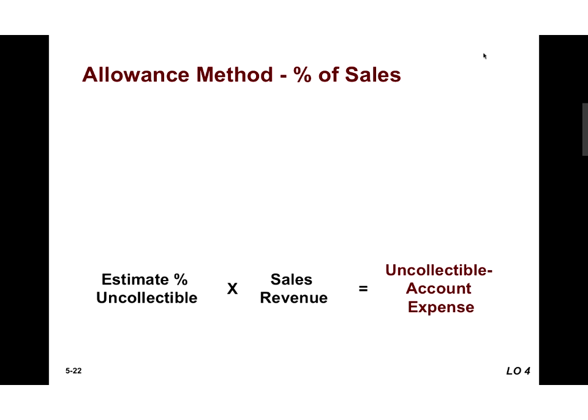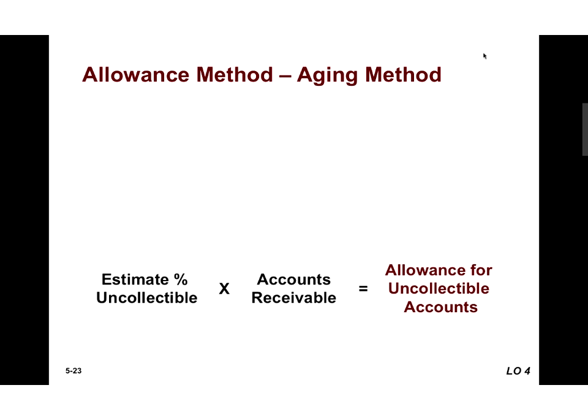Okay, so percent of sales, pretty straightforward. The aging method is a little more involved. We take the uncollectible percentage times basically accounts receivable. It's a little more involved than that. I'll show you on the next slide. But we're focusing on the asset on this one. On the percent of sales method, we're looking at the sales revenue. Here we're looking at the asset itself.